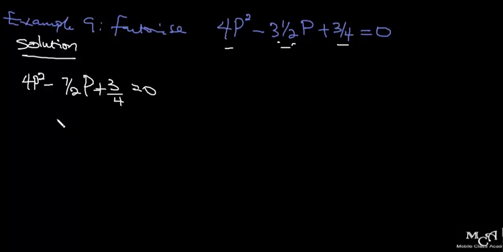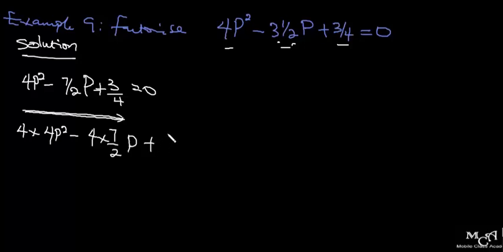We are going to multiply this whole equation by 4. In doing that, we are going to get rid of all this fraction. So that's what we want to do. Let's multiply this equation by 4. We have 4 times 4p squared minus 4 times 7 over 2p plus 4 times 3 over 4 equals 0.